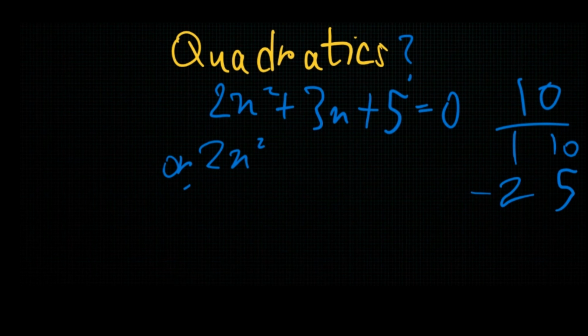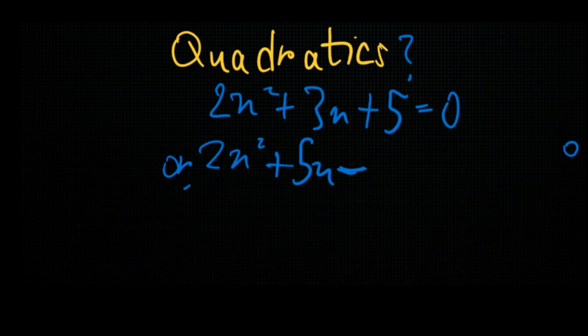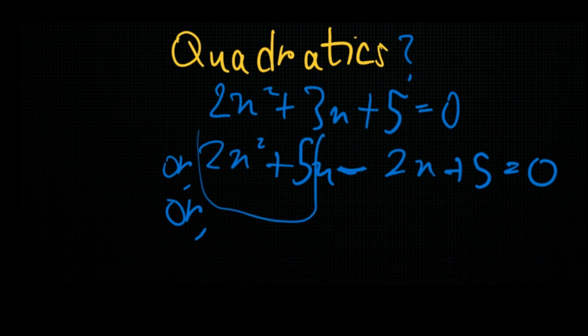So by looking at that, you can assume that we should put the negative sign in the middle between the two assumed groups. So 2x squared plus 5x minus 2x plus 5 equals 0. Now we can factorize them.